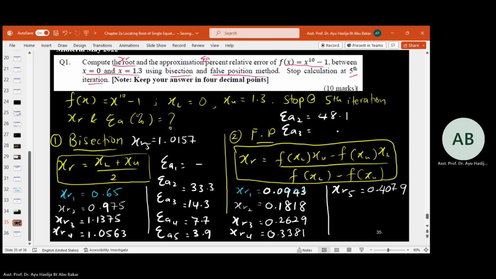EA3, go Peto, what do you get? 30.8, correct. EA4, Yuk Ling, 22.2. EA5 would be 17.1.